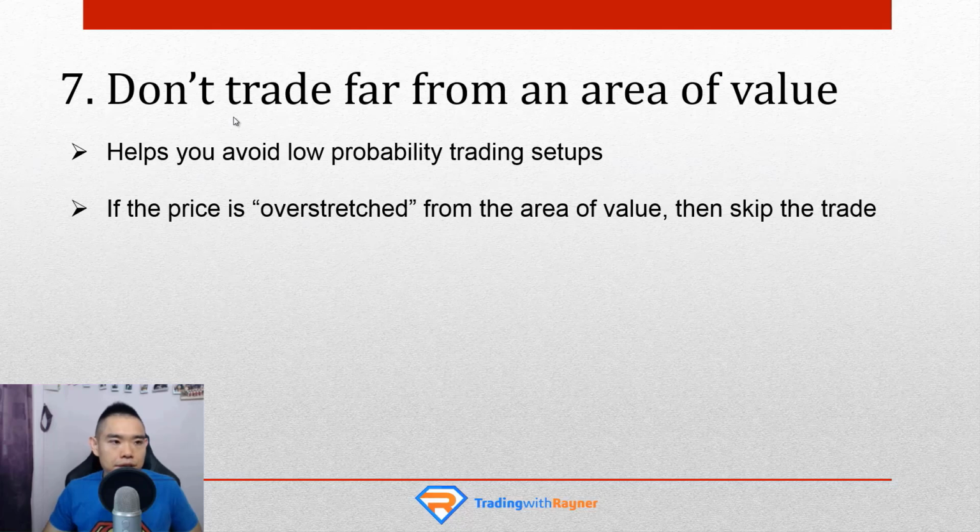For number 7, it is don't trade far away from an area of value. Why is this? Because this helps you to avoid low probability trading setups. For example, if the price is overstretched away from the area of value, let's say like a moving average, then you want to skip the trade because more often than not, the market is about to stage a pullback. Let me give you an example.